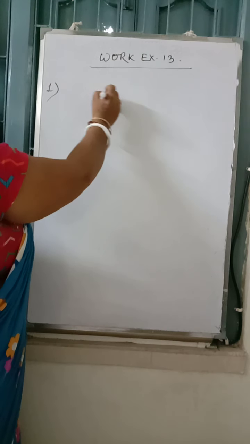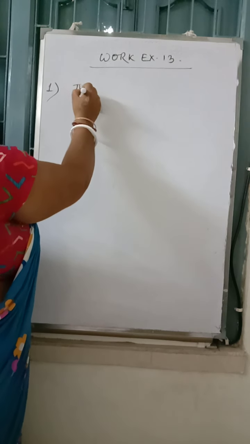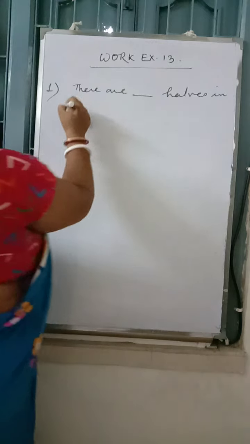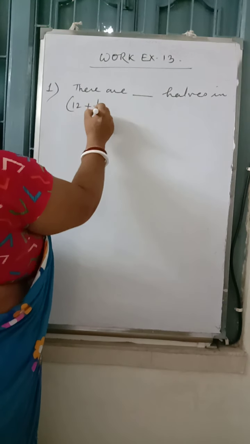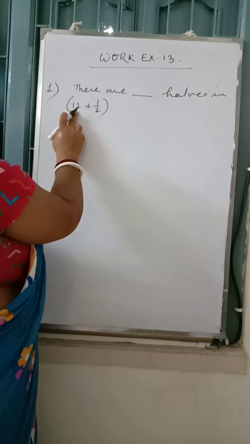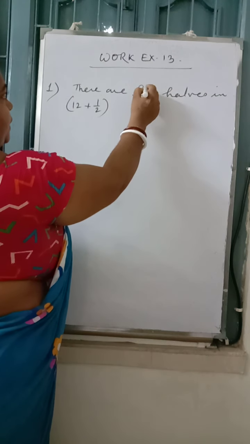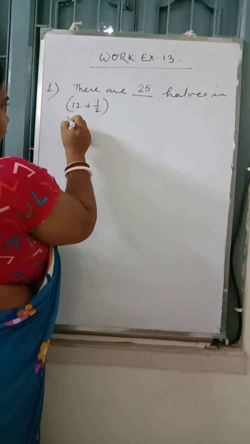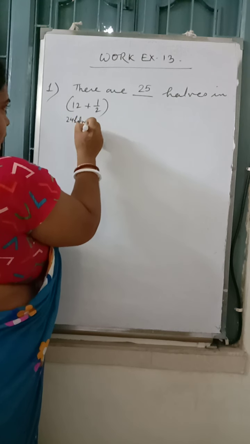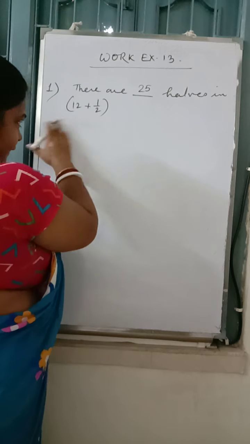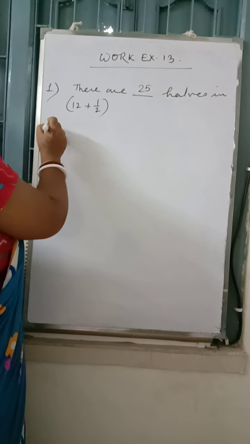So number 1. Now, there are dash halves in 12 plus half. So 12, how many halves are there? 24 halves plus 1 is 25 halves. Because 12 has 24 halves, plus 1 half. So how many does it come to? 25 halves. So I write 25.